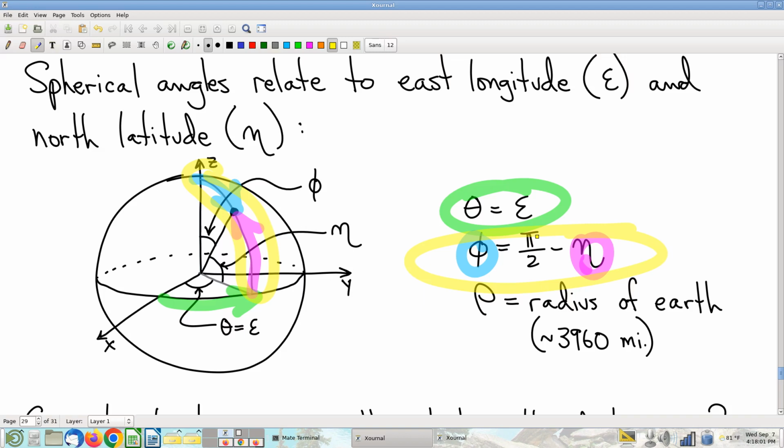And then I suppose there's a little matter of what is rho. Well, rho is always the distance to the center, namely, in this case, the distance to the center of the Earth. It's always the radius of the Earth. There's some number, whatever that value is. So a pretty cool relationship.